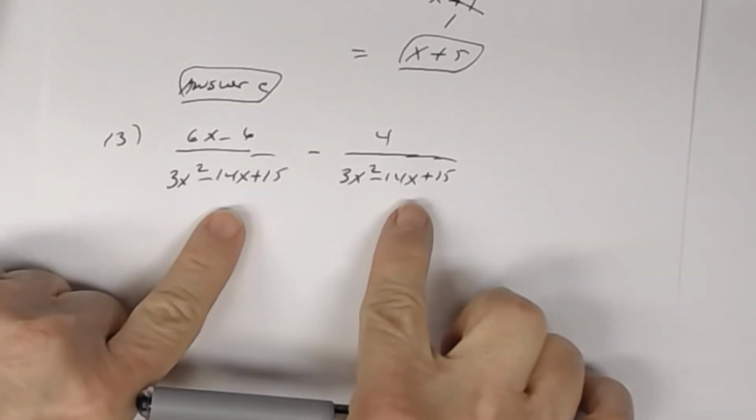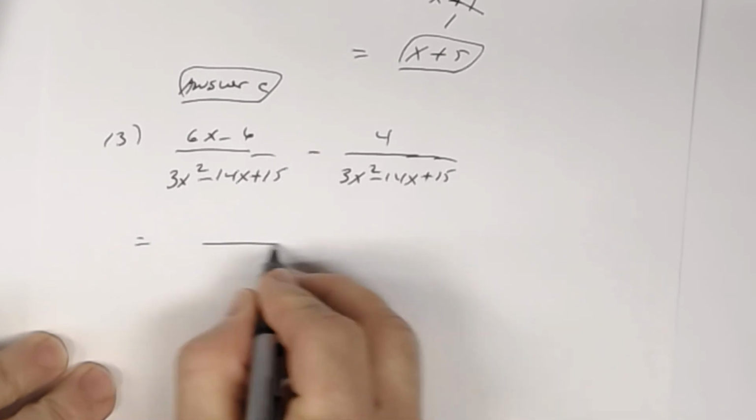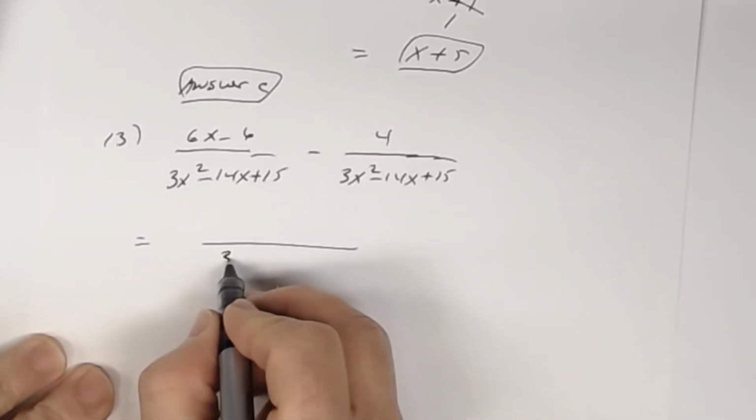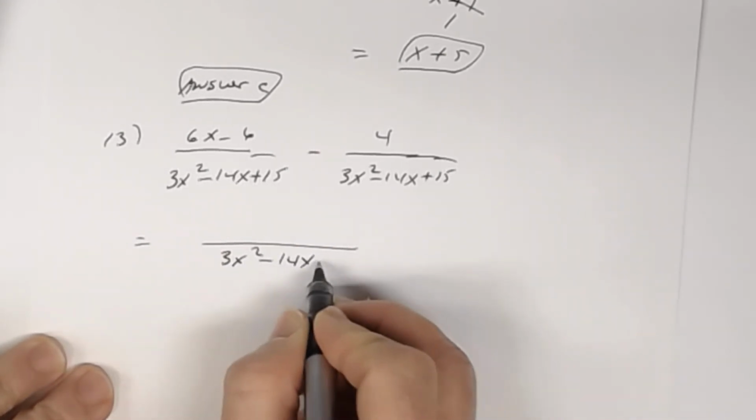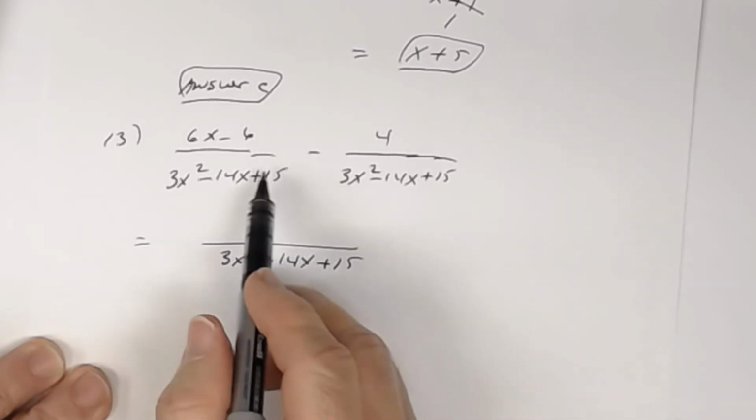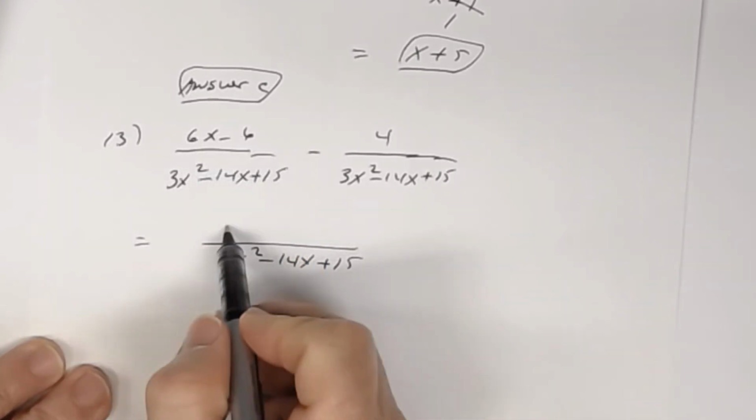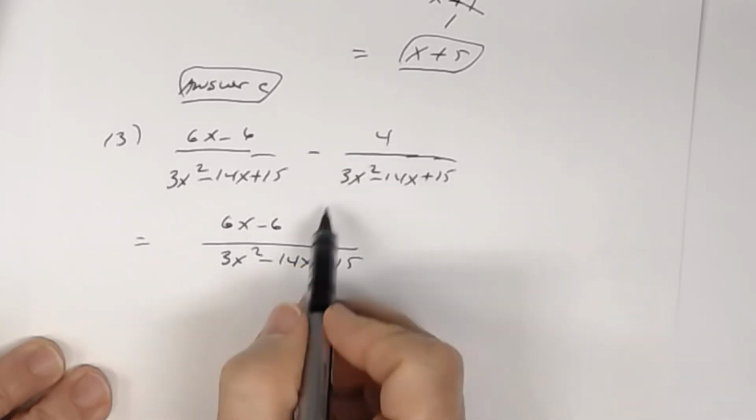Notice though that the denominators are the same. So I'm going to write this as one rational expression with that denominator. So my denominator is 3x squared minus 14x plus 15. The numerator, I have 6x minus 6, and then subtract 4.